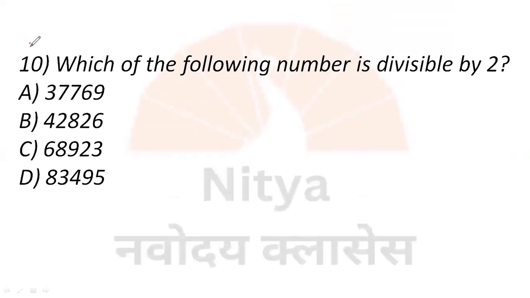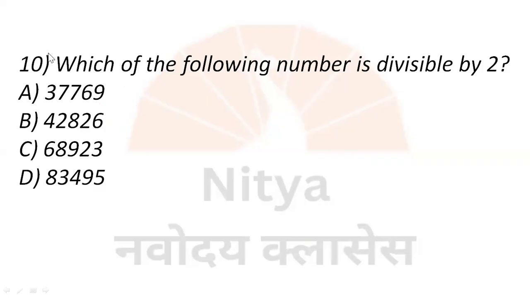Which of the following number is divisible by 2? It is the easiest question, no? Which of the following number is divisible by 2? It means if the last unit digit is even, that is 2, 4, 6, 8, 0, any of these in the unit digit, then the number is divisible by 2. Okay, check. This is the 9. So 9 is an odd number. So this is not divisible by 2. And option number B, that unit digit is 6. Okay, so this is our answer. And 3 and 5 are also odd numbers. So that is not divisible by 2. So option number B is the answer.